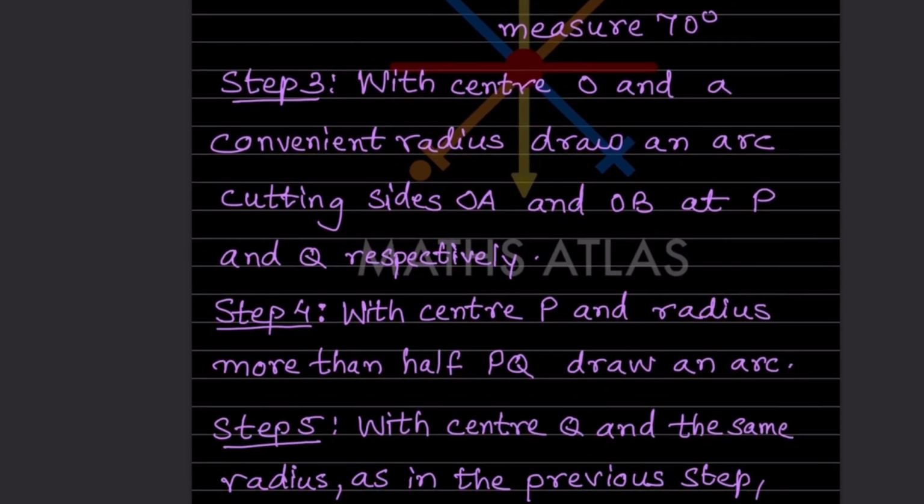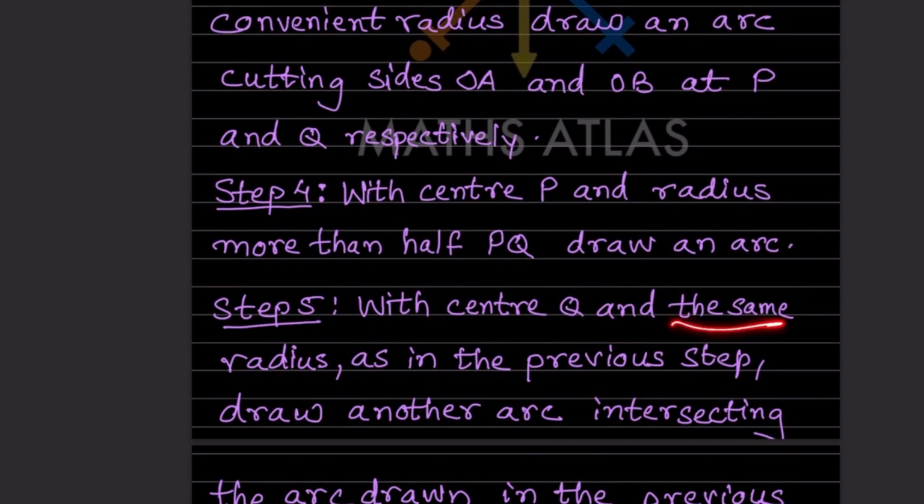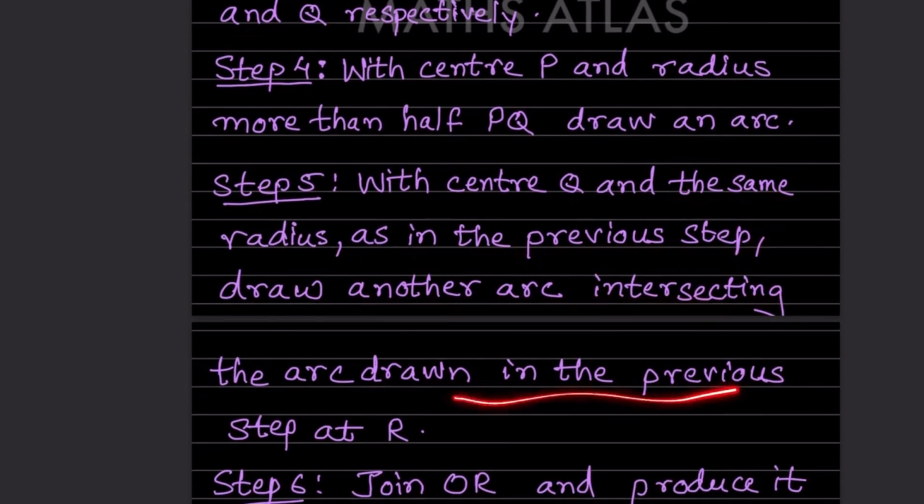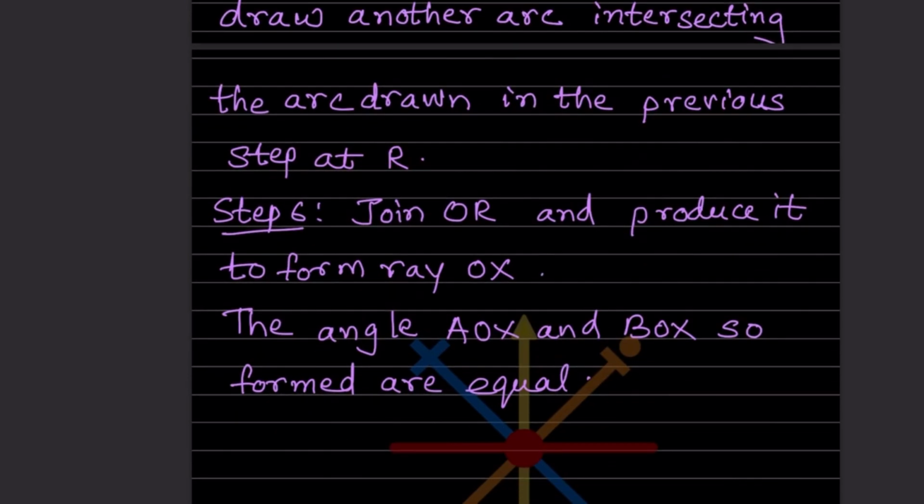So with center P and radius more than half PQ, draw an arc. With center Q, the same thing, with the same radius as in the previous step, draw another arc intersecting the arc drawn in the previous step at R. And you have to join OR and extend it to form a ray OX. And the angles AOX and BOX are equal.